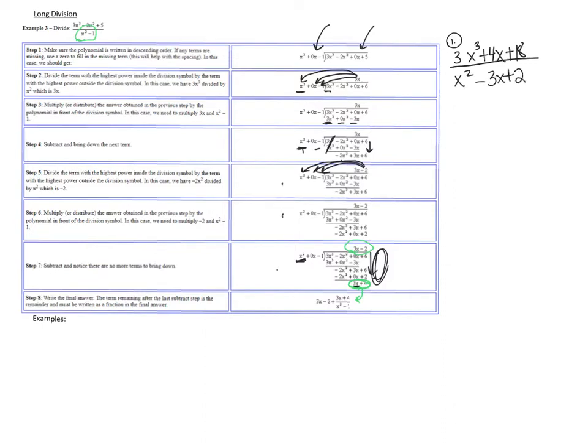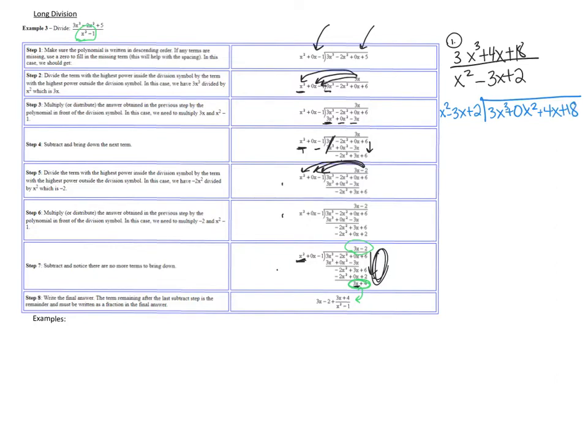Okay, so the first thing that I'm going to do is I'm going to write my division out. So I'm going to put my x squared minus 3x plus 2 on the outside, and then I'm going to put my 3x cubed. I'm going to need a 0x squared because I'm missing the squared term, plus my 4x plus my 18.